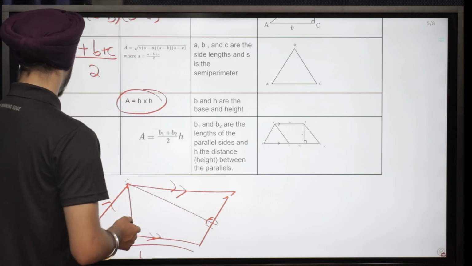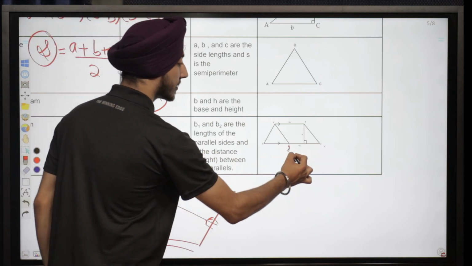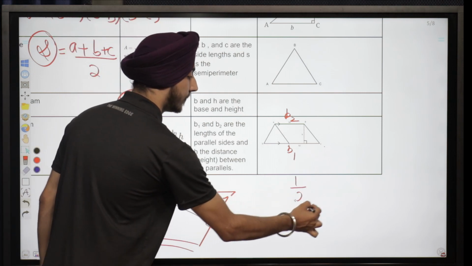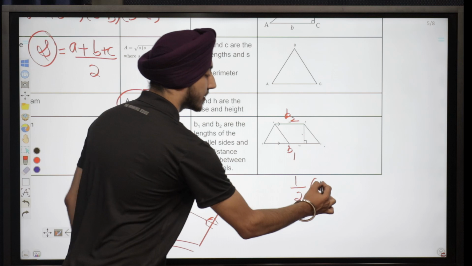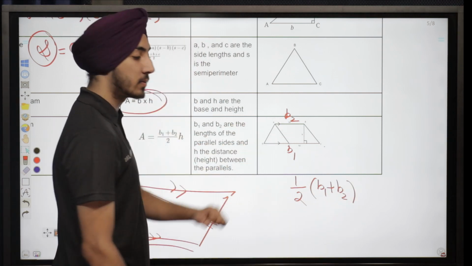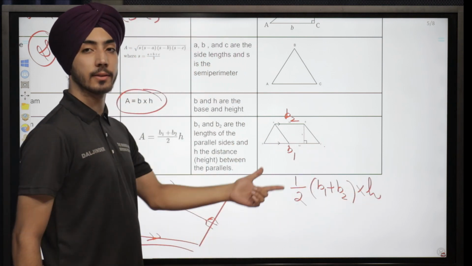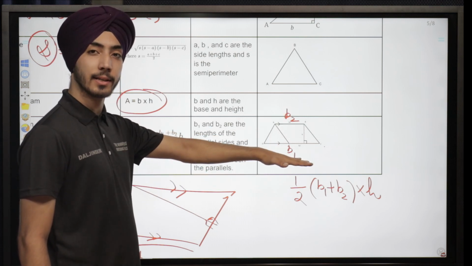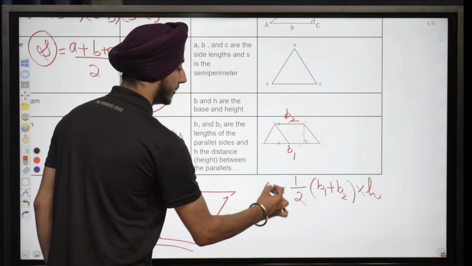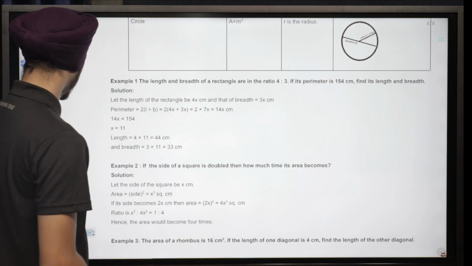So how do we find its area? Its area is very simple. You have to take the sum of the parallel sides. Let's say this side is B1, this side is B2. So you write half into the sum of parallel sides, that is B1 plus B2, and you multiply it with the distance between them, that is the height of the trapezium. So that's how simple it is. You just need to find the distance between the parallel sides, the sum of parallel sides, and take its half. That will give you the area of the trapezium. Simple.